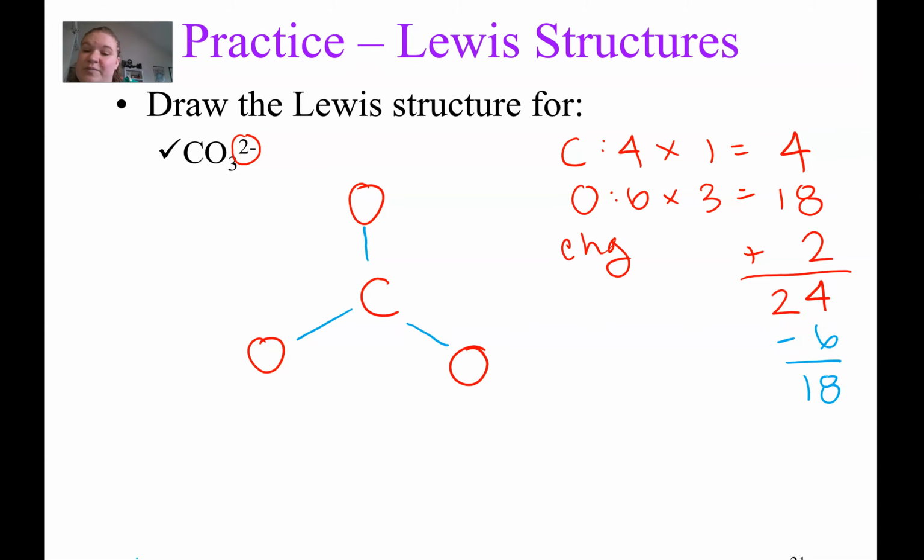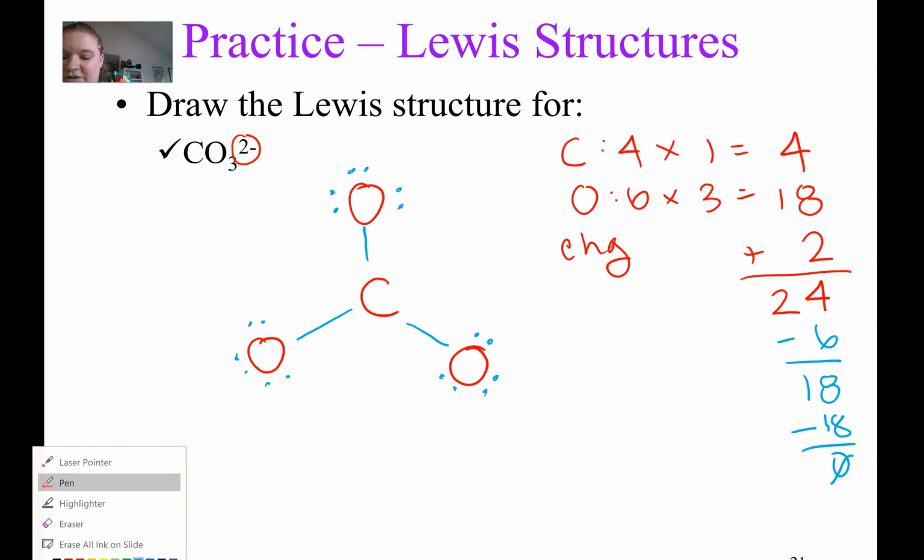And then I'm going to use my lone pairs. So each of my oxygens has one bond. That means they each need six more electrons. 2, 4, 6. 2, 4, 6. 2, 4, and 6. So 6 times 3 gives us our 18, and we are out of electrons.